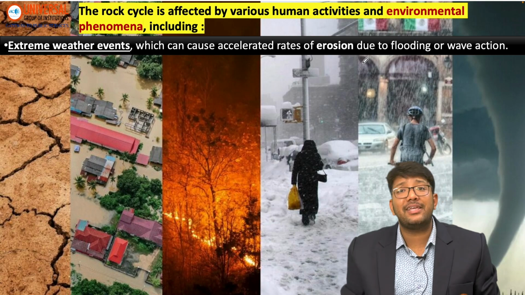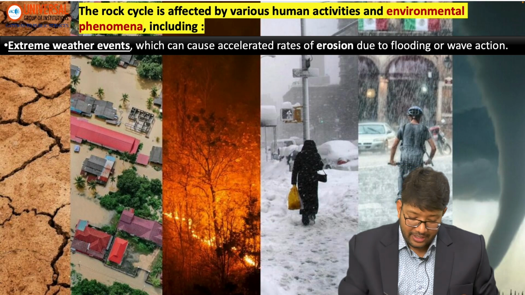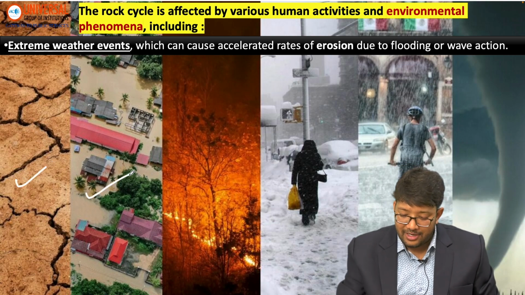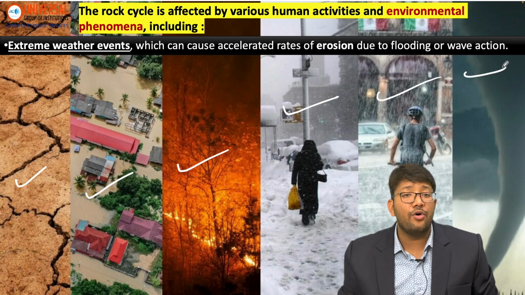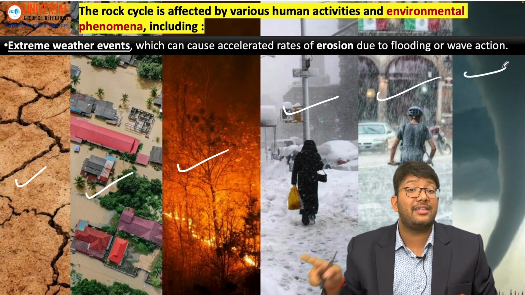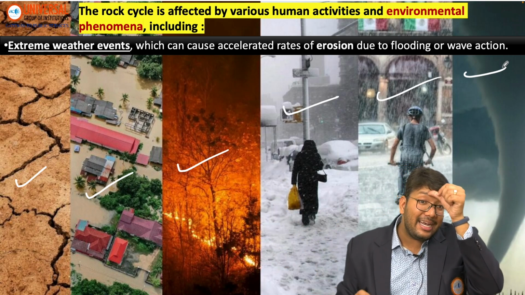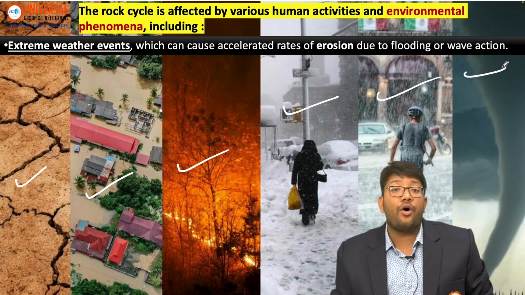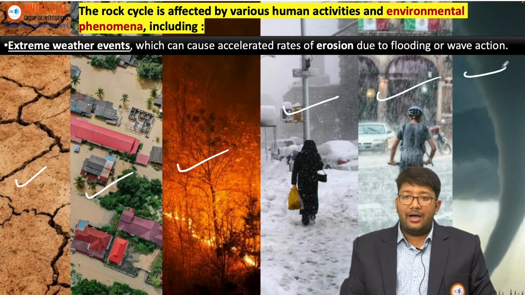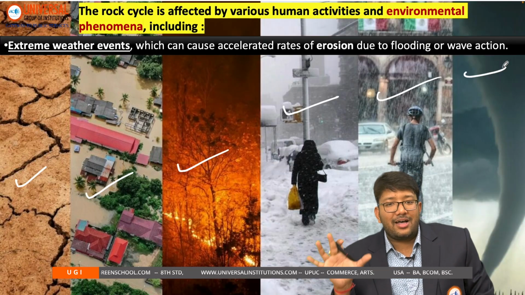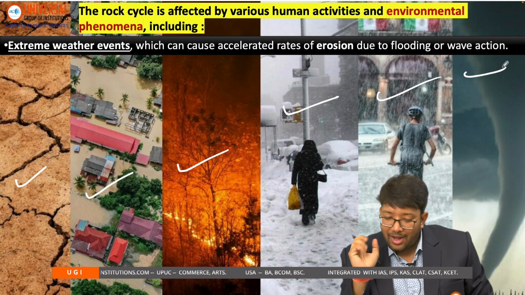Next is extreme weather events, which can accelerate rates of erosion due to flooding or wave action. Can you see? This is drought, this is flood, this is wildfire, this is blizzard, this is heavy rainfall, and this is our tornado. Because of all these extreme weather events, our rock cycle is impacted. How? All these things can increase the rate of erosion because of flooding or drought. So these are our impacts. The rock cycle is affected by various human activities and environmental phenomena.